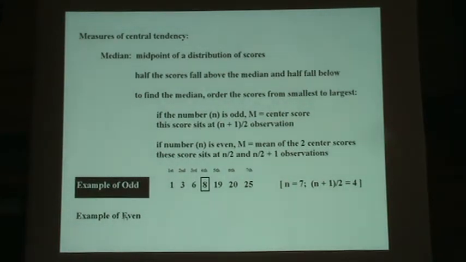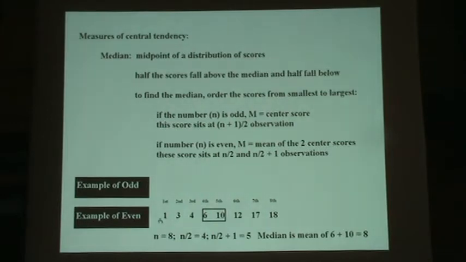If the distribution consists of an even number of data points, then we take the n divided by 2, which would be 8 divided by 2 is 4. So we take the 4th score, and we take the n divided by 2 plus 1. So 8 divided by 2 is 4. 4 plus 1 is 5. So the median will be the mean of these two scores. The mean of these two scores, 6 plus 10 is 16. 16 divided by 2 is 8. So the median here would be 8.